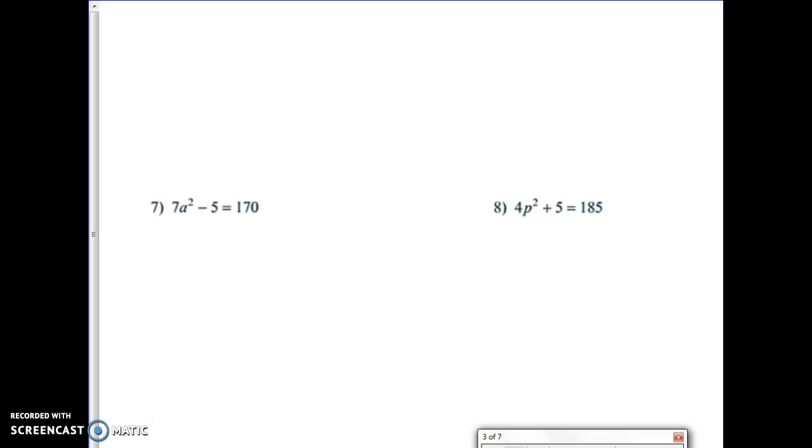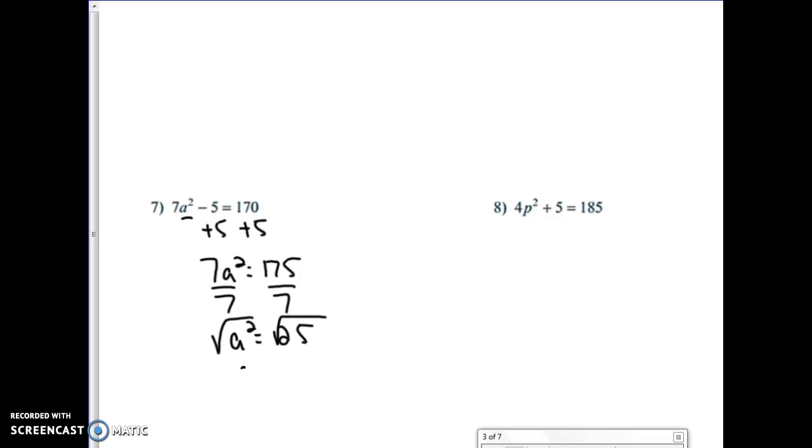So 7, the same idea is applied. I want to get the a squared by itself. Division tends to be my last thing that I worry about, so I'm going to add 5 to both sides. So I have 7a squared equals 175. I'm going to divide both sides by 7, and I get a squared to be 25. I'm going to square root both sides, and I get a to be plus or minus 5.